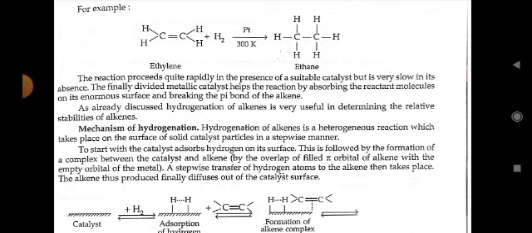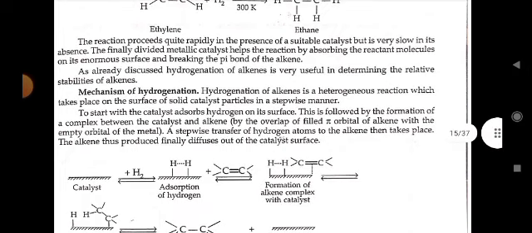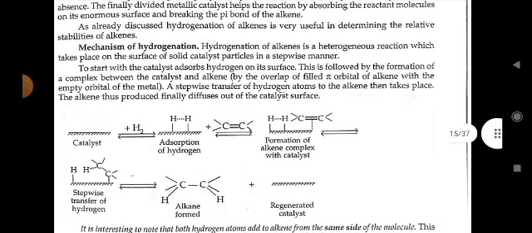The finely divided metallic catalyst helps the reaction by absorbing the reactant molecules on its anomalous surface and breaking the pi bond of the alkene. As already discussed, hydrogenation of alkenes is very useful in determining the relative stabilities of alkenes. Mechanism of hydrogenation. Hydrogenation of alkenes is a heterogeneous reaction which takes place on the surface of solid catalyst particles in a stepwise manner.